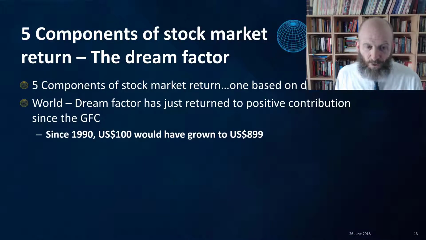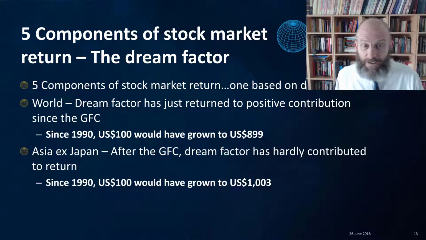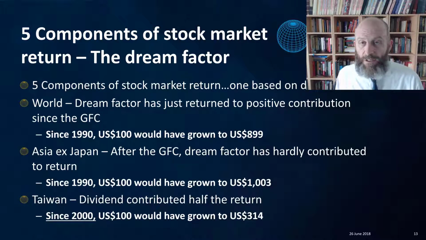We can see the world, the dream factor has just returned a positive contribution since the global financial crisis. Since 1990, 100 would have grown to be 899. In Asia ex-Japan, the dream factor has hardly contributed as of right now, and 100 would have grown to be about 1,000. And in Taiwan, dividend contributed half the return. 100 would have grown to be 314. Not a great return since 2000.